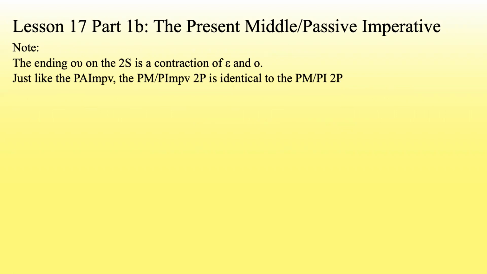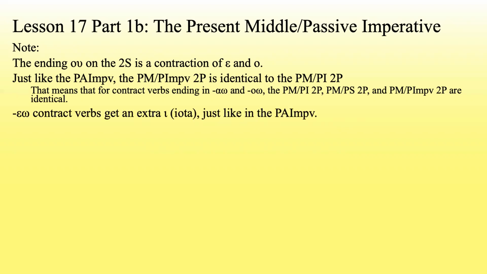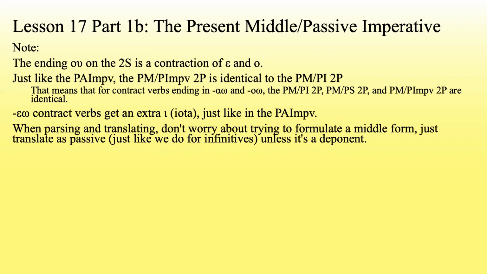Just like the present active imperative, the present middle passive imperative second plural is identical to the present middle passive indicative second plural, which means for the alpha-omicron and epsilon-omicron verbs, they're also identical to the subjunctive form there. Epsilon-omicron contract verbs get an extra iota just like they did in the present active imperative. When parsing and translating, don't worry about trying to formulate a middle form, just translate as passive, just like we do for infinitives.